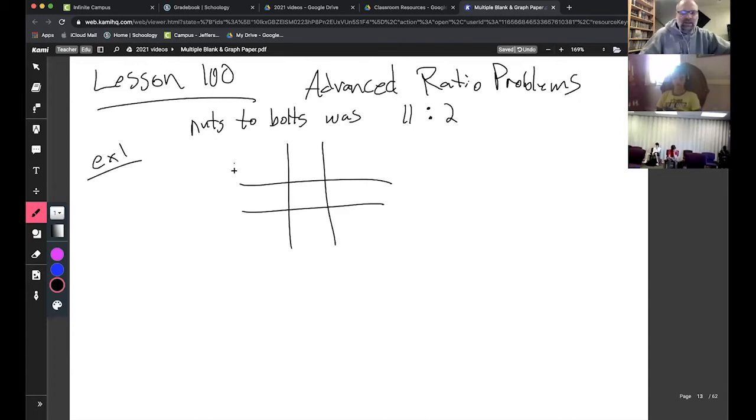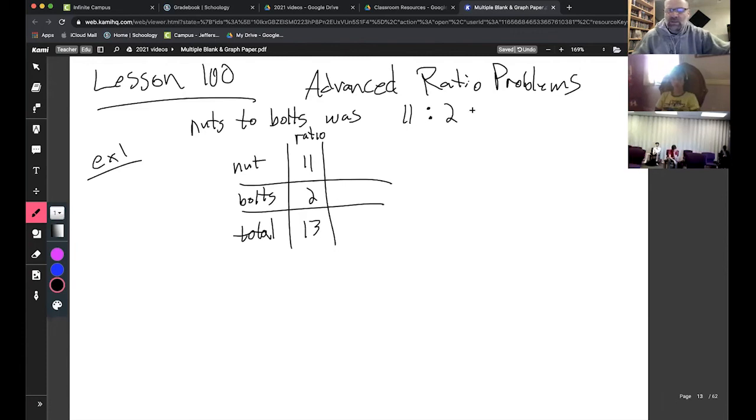Okay, so I've got nuts, I've got bolts, and then I've got this implied total. All right, so here's my ratio column, and I already know that that's 11 to 2. So what's my implied total here? Xavier? 13. Right, so you just add them up. Pretty easy. Okay, so if I wanted to find the fraction of nuts, it'd be 11/13. The fraction of bolts is 2/13, right?